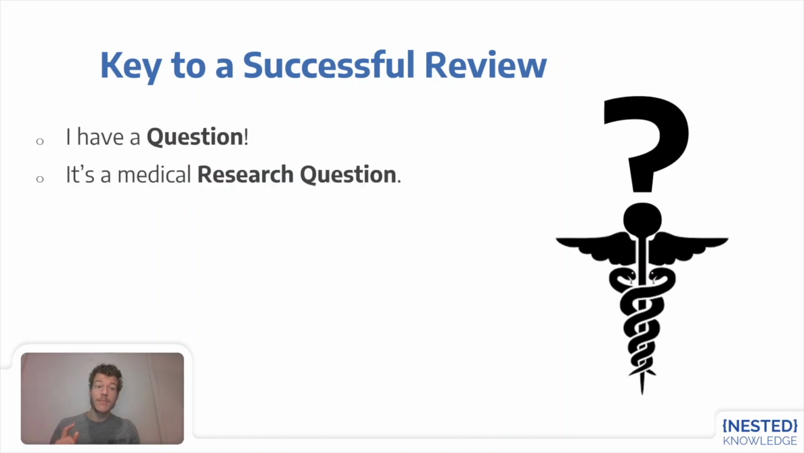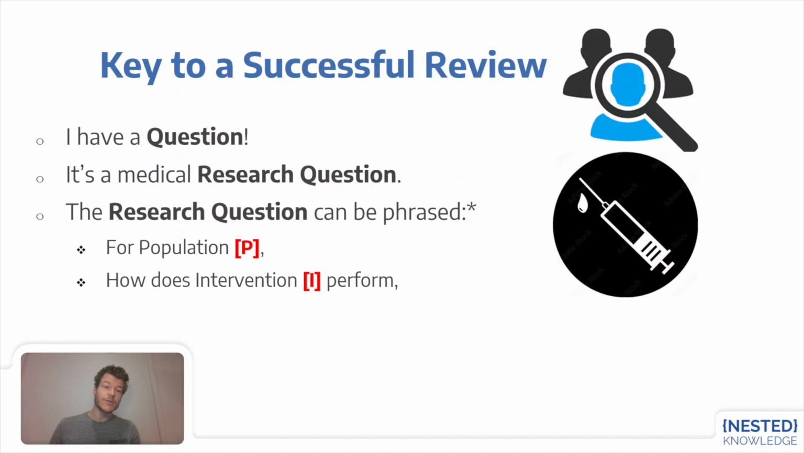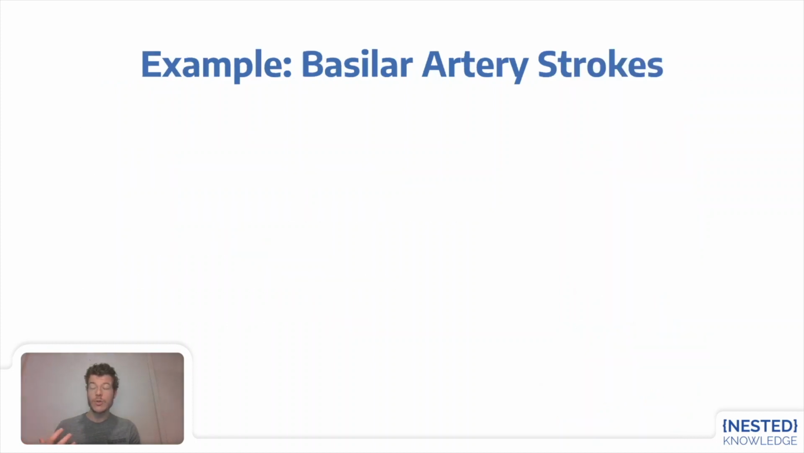Now, if you've seen Nested Knowledge's full course on how to do a review from start to finish, you'll recall that the key to a successful systematic review is having a medical research question that can be framed in terms of the population treated, the interventions or comparators used to treat them, and then the outcomes that we can use to judge the efficacy of those therapies. And you'll also recall that I've previously published a lot on stroke, so I will be using basilar artery stroke as my search example for this.